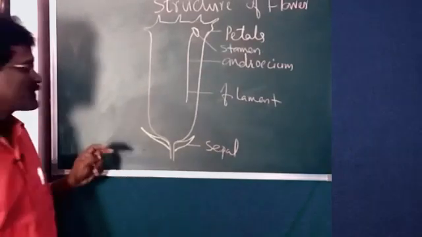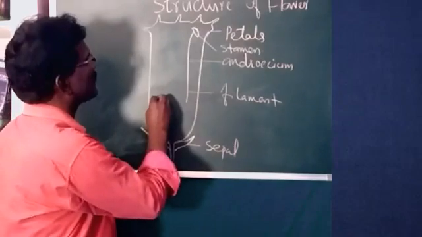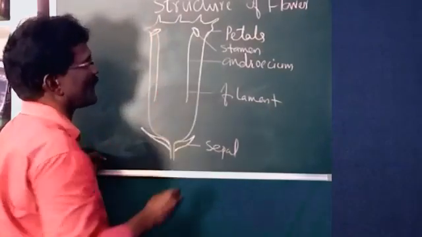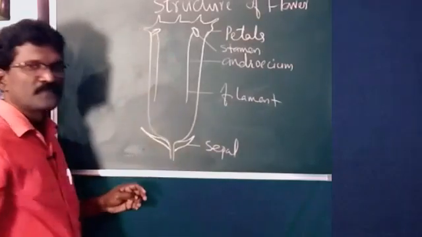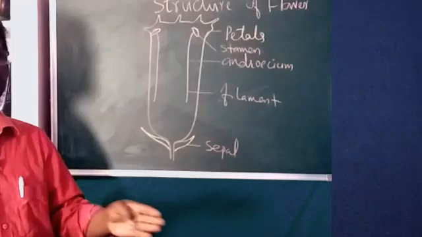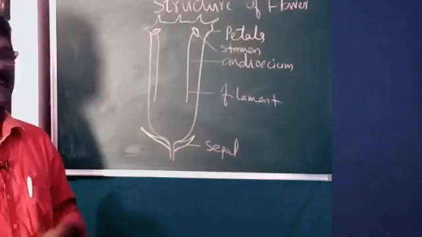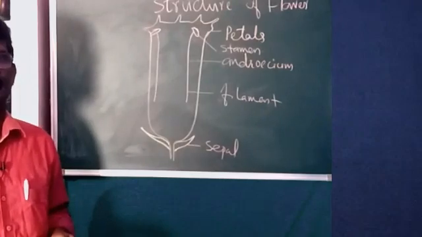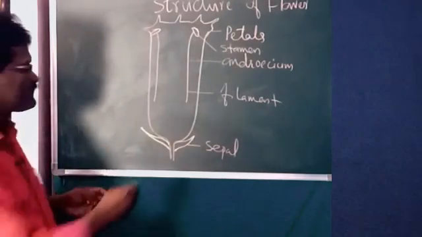Well, before that, let me explain. The number of stamens in the androecium varies in different plants. This is a cross section. So there may be 2, 3, 4, 5, 6. There may be plenty, hundreds. Like that, the number varies in the flowers. Okay.